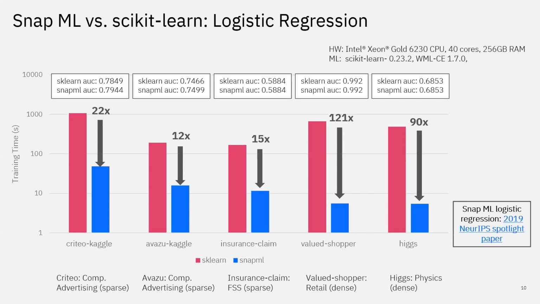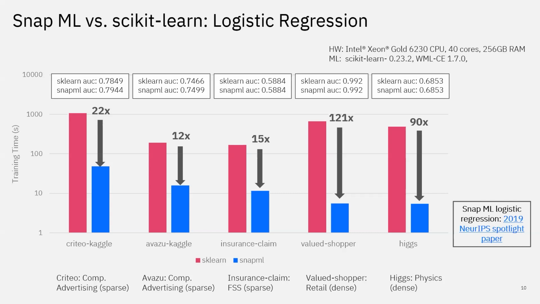And what you see here is time. So there are 2 things we want to draw your attention to here. Firstly, for all 5 of these data sets, the training time is significantly less, more than a factor of 10, up to a factor of 121, sorry. And the next thing is to look at the AUC, so this is on the test set.